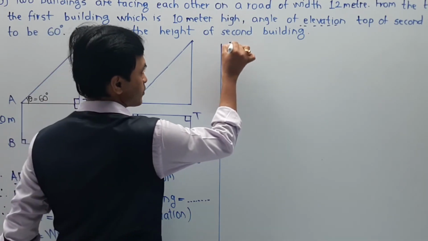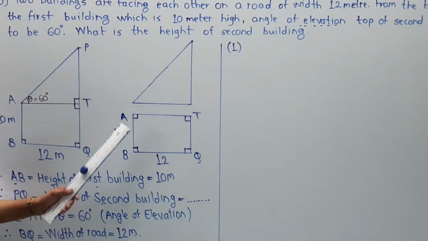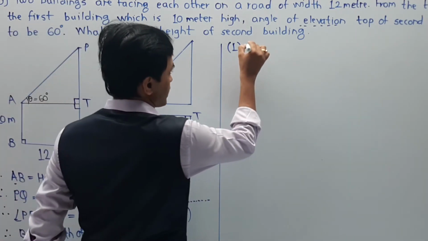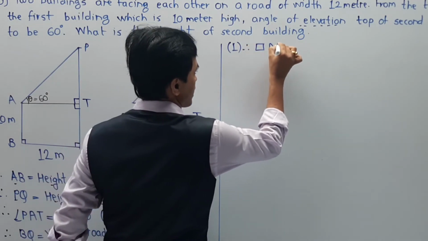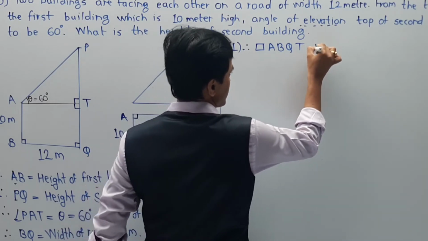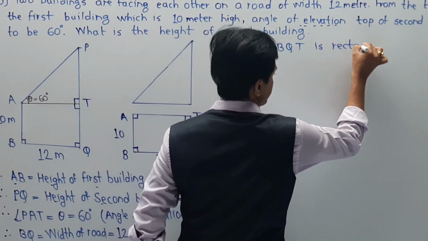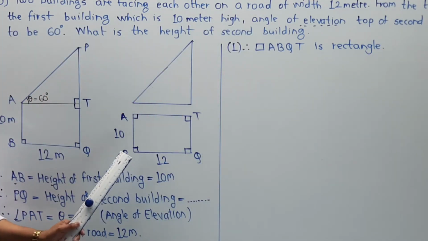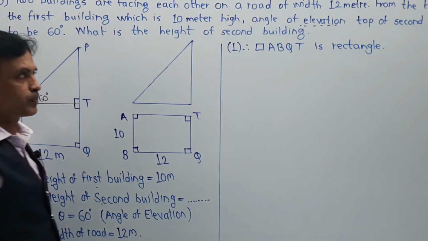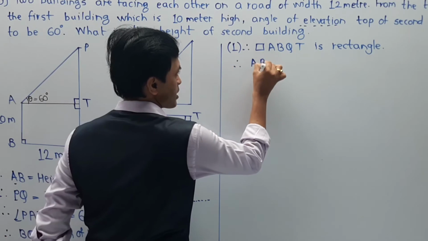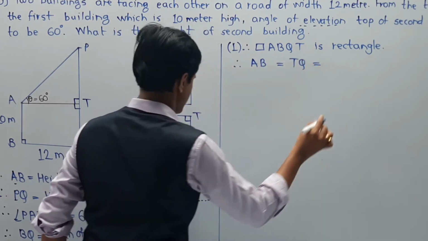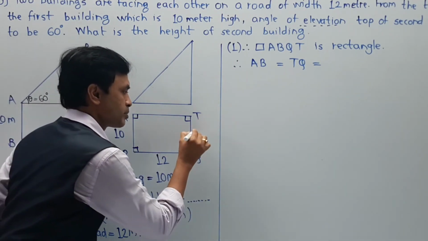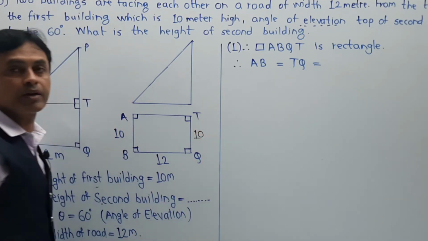And your answer part is, first I am going to start over here, and the part is: as ABQT is a rectangle, therefore ABQT is a rectangle. Now, no need to give more explanation because we have already indicated that part in the diagram. So you can say that AB equal to TQ. Therefore, AB equal to TQ, and if it is 10 meter, automatically this becomes 10 meter. So you are getting one value over here.